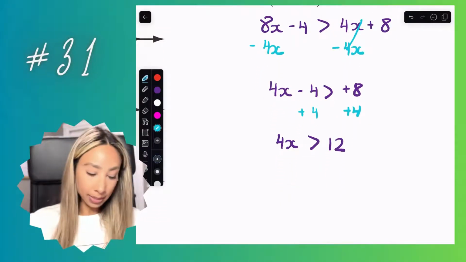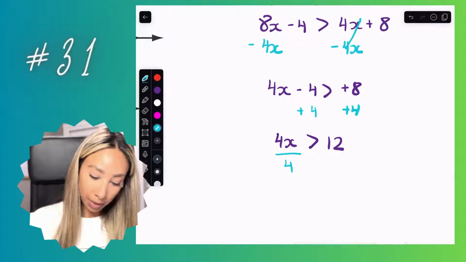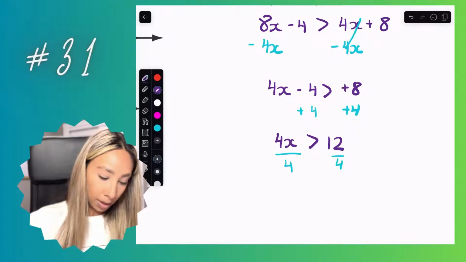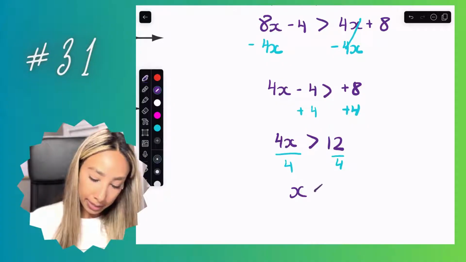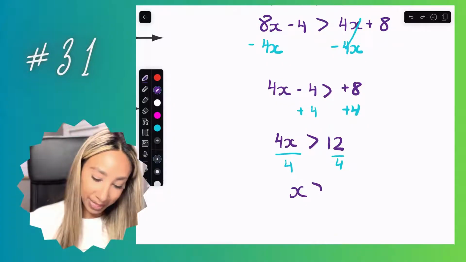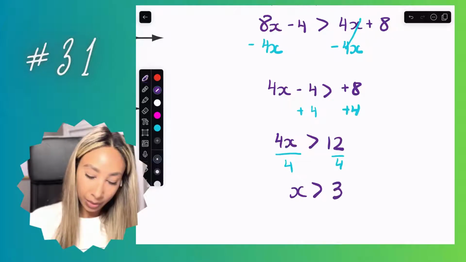And then we want to get x alone. So we're going to divide both sides by 4. So x is less, oh, I don't need to flip the sign. x is greater than 3.